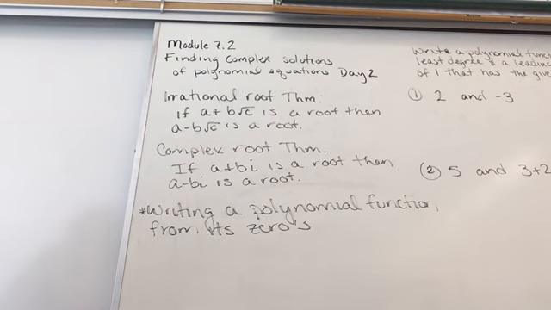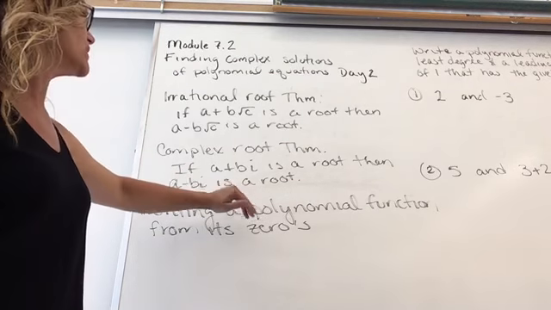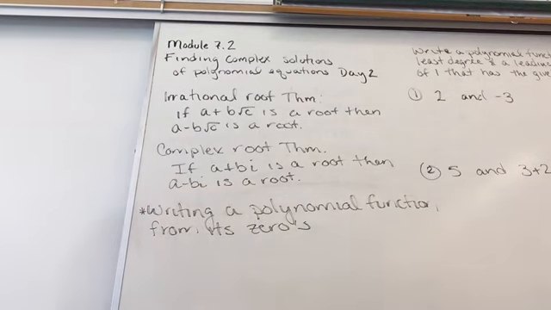All right, module 7.2, finding complex solutions of polynomial equations, day 2. So today we're going to talk about the irrational root theorem and the complex root theorem. Basically what it says is if you have an irrational root, then you also have its counterpart, the negative. Same with the complex. If you have the positive, then you also have the negative. They may only give you one, but you need to know they come in pairs.